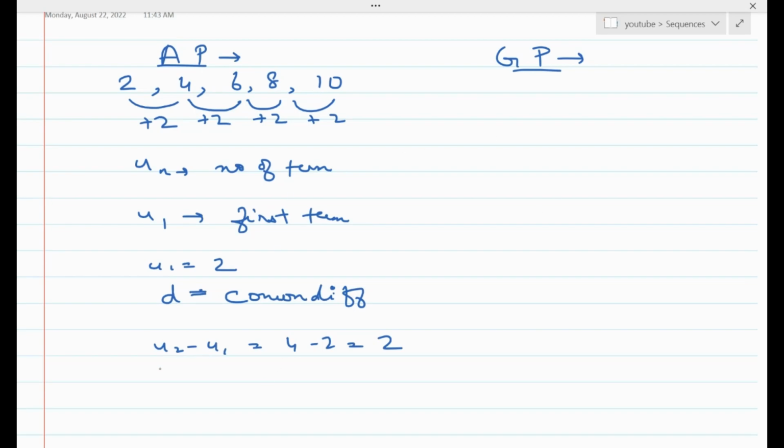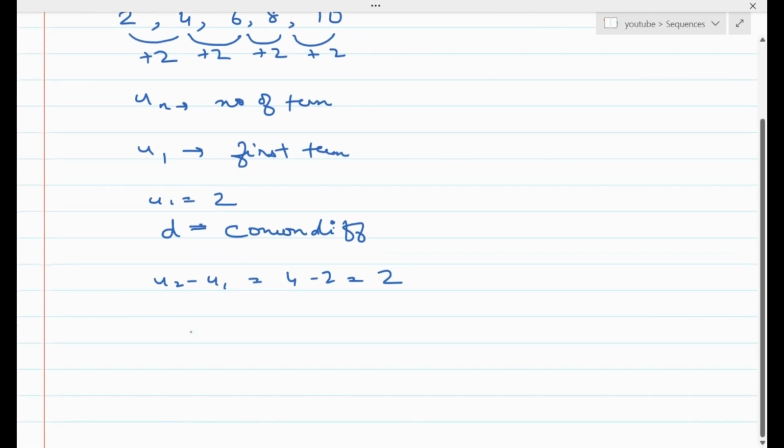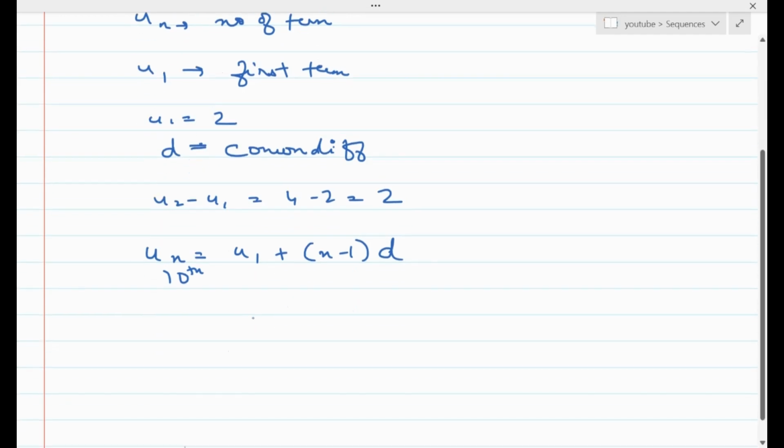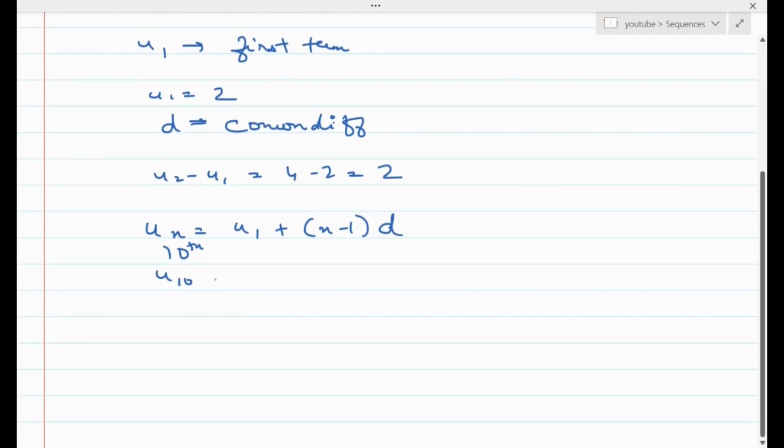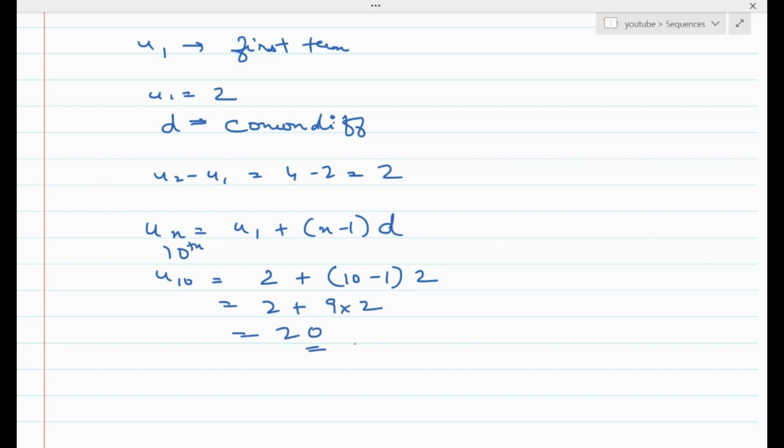Now let's take the formula of how to find the nth term of an arithmetic progression. So un is given as u1 plus n minus 1 times d. So for example, in the above series, if I want to find the 10th term of this series, I'm going to put n as 10. So this would be u10 is equal to u1 is 2 plus 10 minus 1 times 2, which would be 2 plus 9 times 2, which is 18 plus 2 would be 20. So my 10th term of this series is 20.